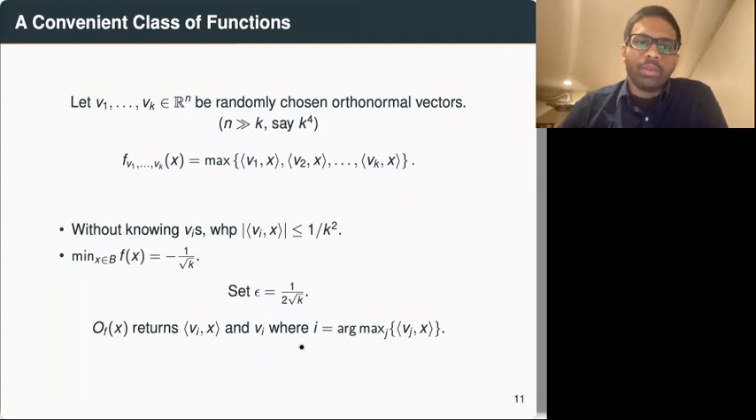So in our first query, we've learned one of the vi's. We would want to say that in our second query, we can set vi inner product x to whatever value we want because we know vi, but all the other entries are still going to be around 1 by k squared.